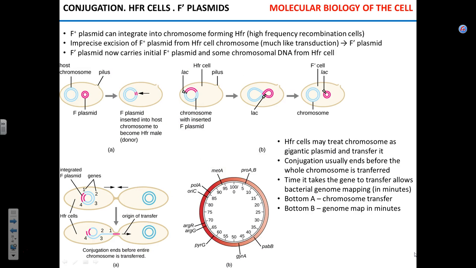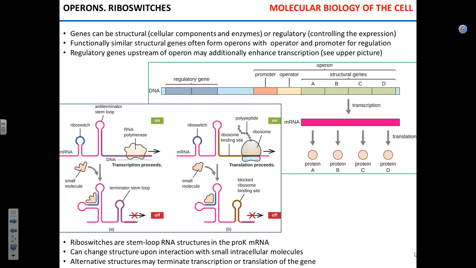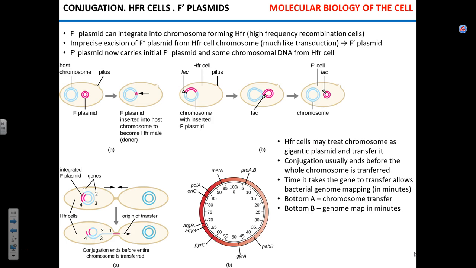All right? Now next we're gonna talk about this, and we'll leave operons and reverse switches for after the break. So Hfr cells and F prime plasmids. Now if the F plasmid, the fertility plasmid, integrates into the chromosome, such integration produces the cell that is now called Hfr, high frequency recombination. Why do we call it this way?